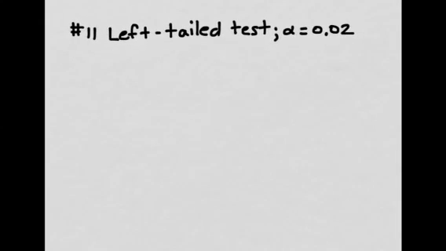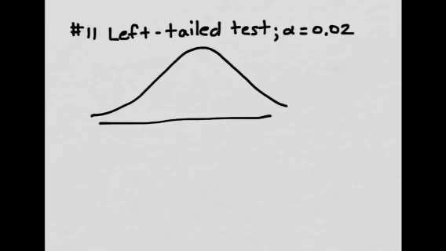That's a left tail test where alpha is equal to 0.02. Okay, so left tail test, alpha is 0.02, and I'm not really trying to be careful about making alpha look like the actual value it is. So this is obviously more than 2% of the graph, and that's okay. We just want the general idea of which side it's on.